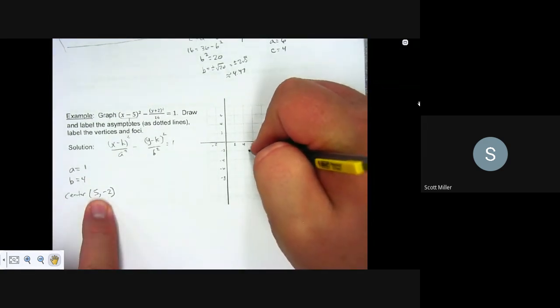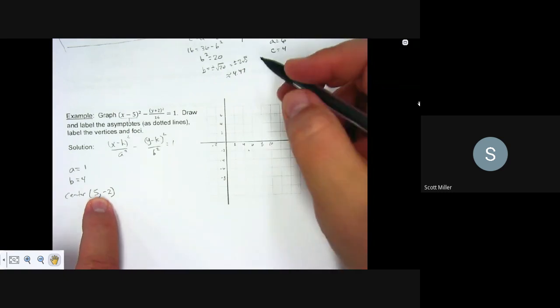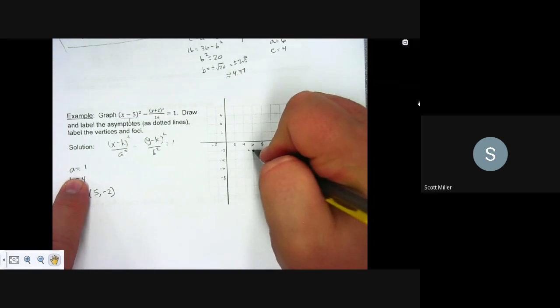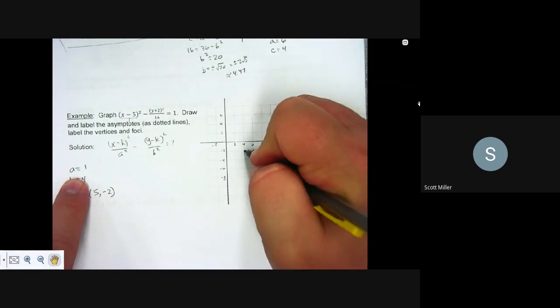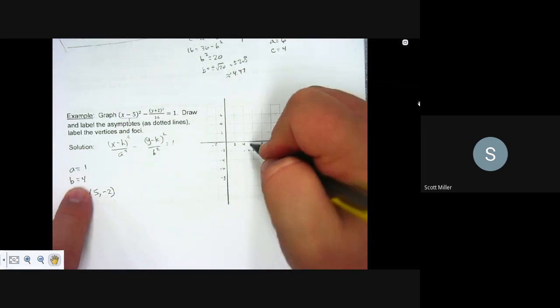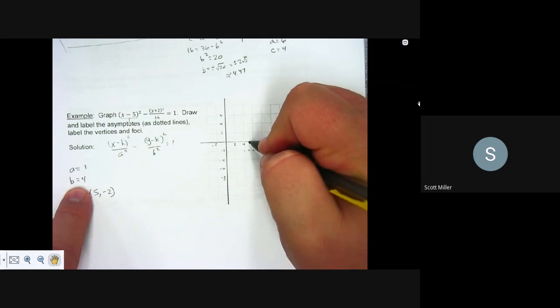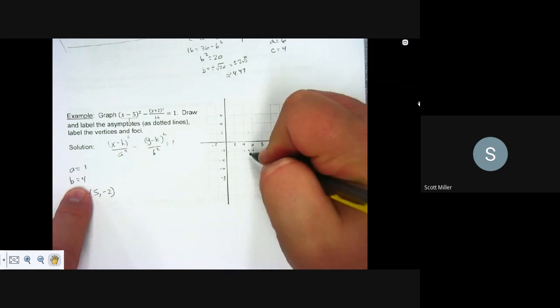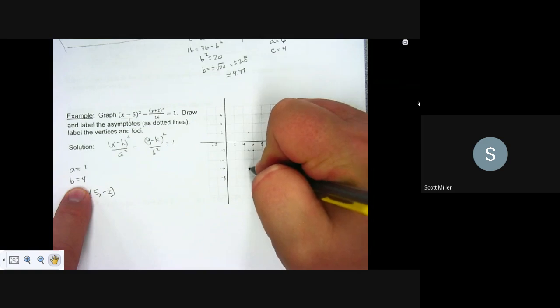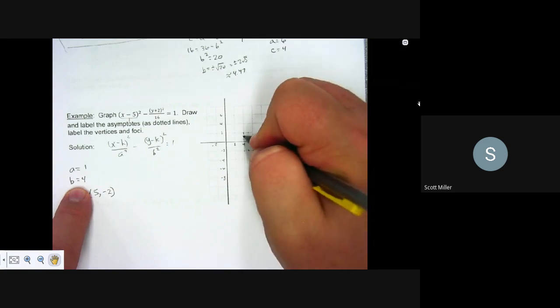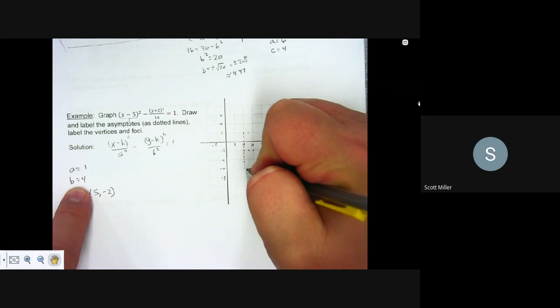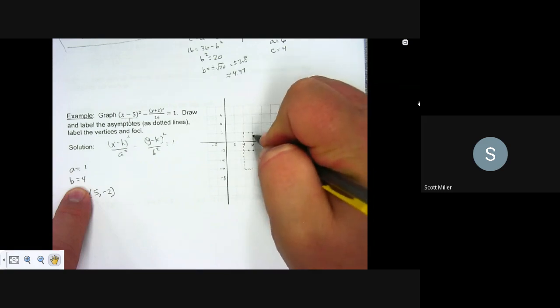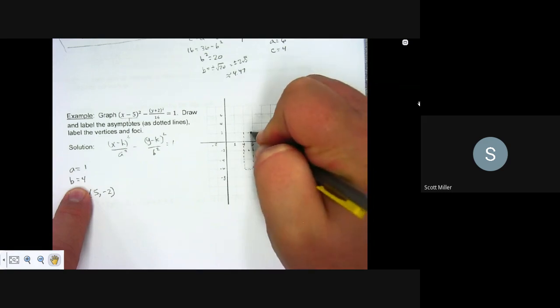That's my center. Okay. 1 is the distance side to side. It's 1 unit over from the 5. So I have a dot here and a dot here. And then for 4, I need to go 4 up from here. So that'd be 2 and 4. So there's a dot there, and then down this way. And I needed that because this is the box. Try to draw the little rectangle that's in there based off of A and B.